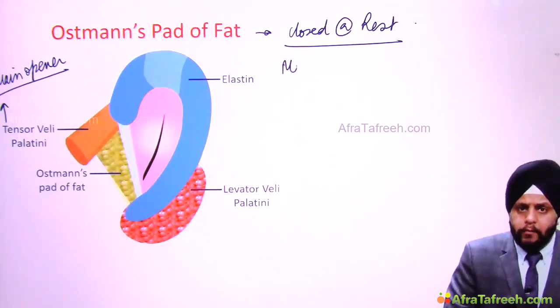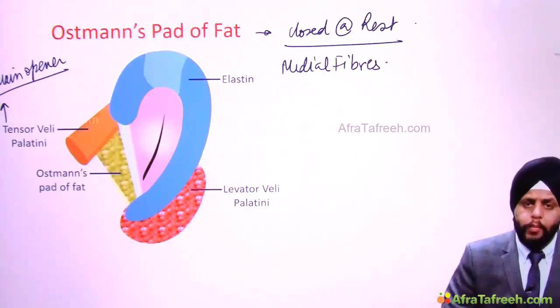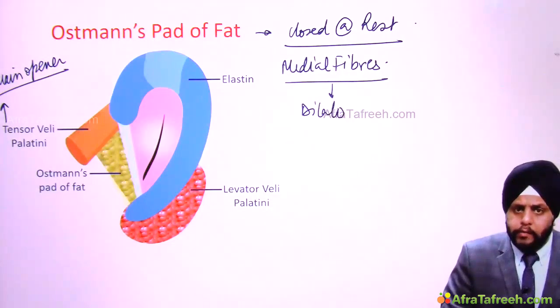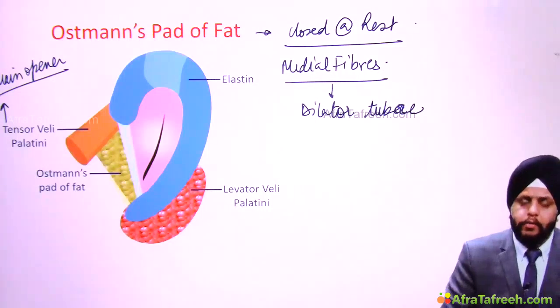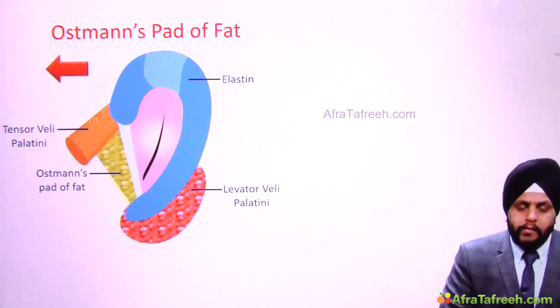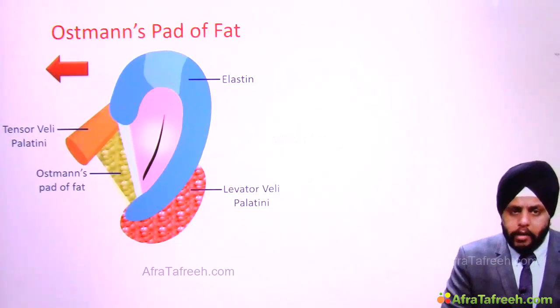The medial fibers of tensor veli palatini are the main openers of the eustachian tube. They are therefore also known as dilator tubae. You see what happens when this tensor veli palatini contracts. Now when this tensor veli palatini contracts, what happens?